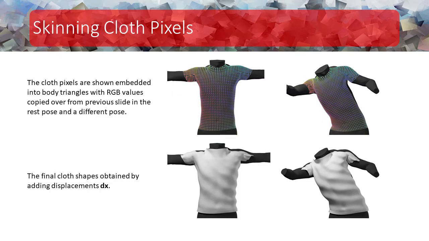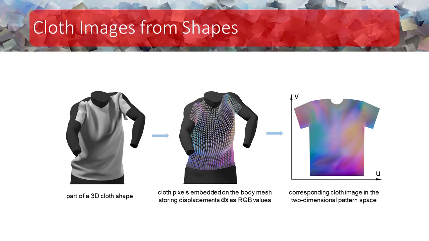We generate real-world positions for the cloth pixels by barycentrically embedding each of them into a triangle of the body mesh in the rest pose. As the body moves and deforms, the cloth pixels move along with the triangles they were embedded into. Applying the dx offsets to the real-world locations of the cloth pixels yields the 3D cloth shapes. The process can be reversed, where we record the cloth shape as dx displacements and store the RGB values on the cloth pixels embedded in the body mesh, which in turn correspond to a cloth image in the pattern space.